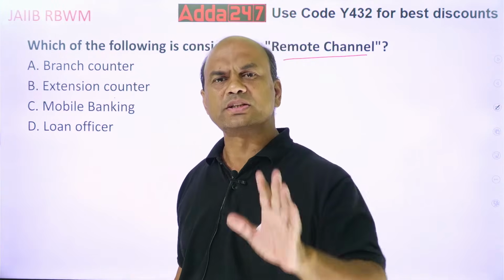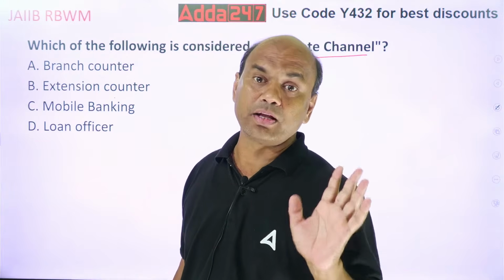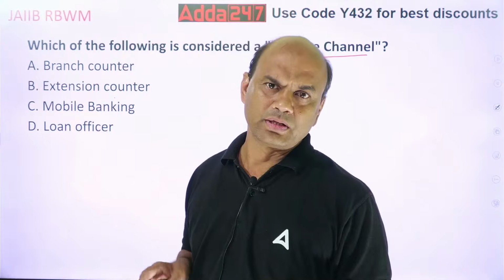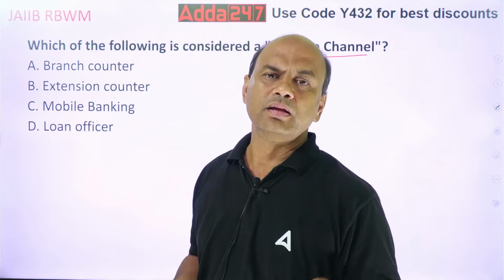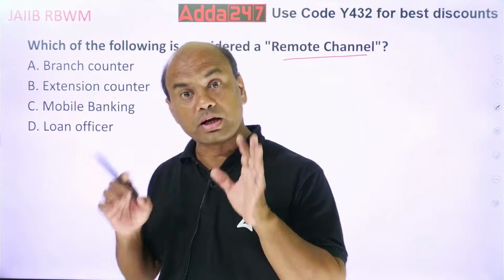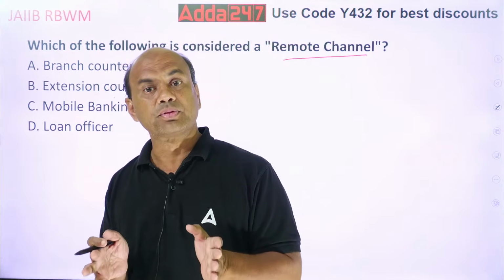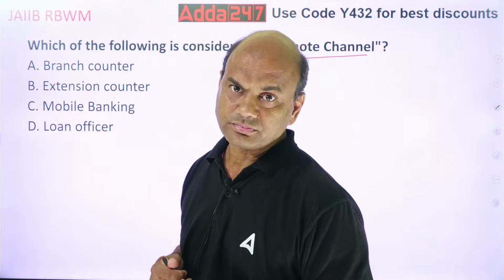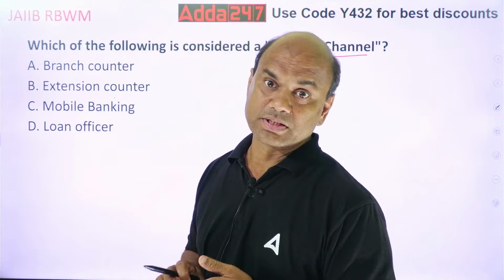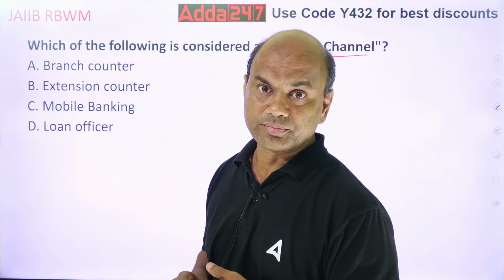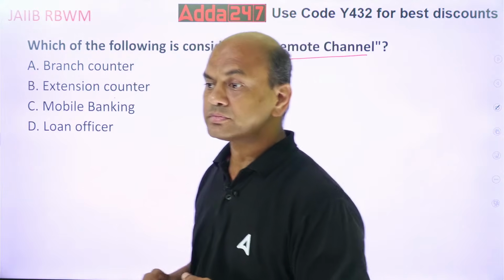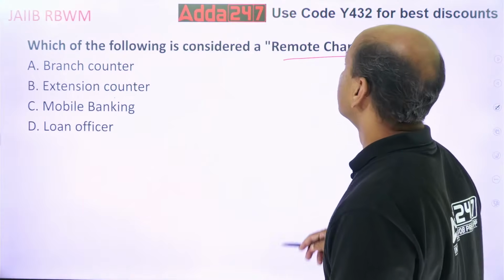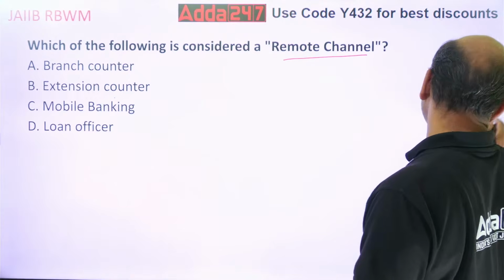You will score 60 plus if you read that PDF 2 times. I would suggest 2 times, or even 1 time now, as only 2-3 days are remaining. Even if you read it 1 time properly with attention, you will score more than 60 plus. Don't miss this. Got it everyone? Clear? Don't miss the PDF. Okay? So, remote channel means this. Next one.